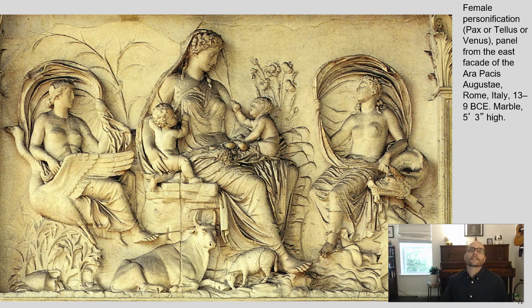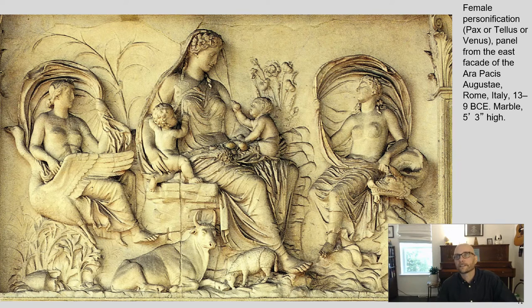Now, on the outside of the Ark of Peace are lots of images referring to not only peace, but also prosperity, and the way that Augustus can provide for the people of Rome. And one of those strategies is to show gods that represent this concept of bounty, this concept of fertility, this concept of being able to provide, of largesse.